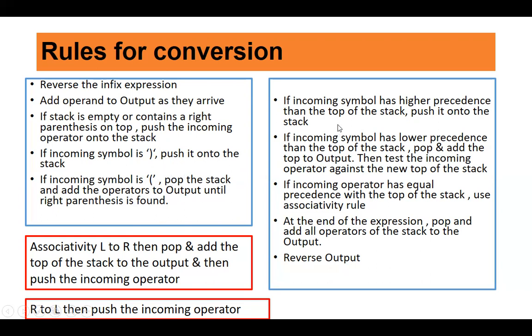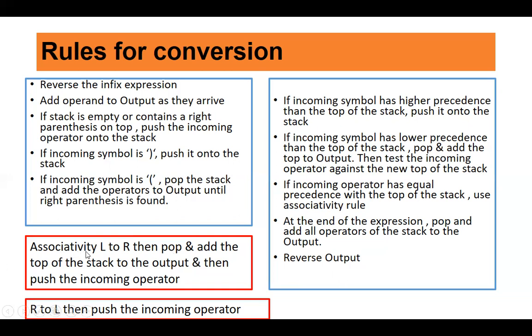Next, if the incoming symbol has higher precedence than the top of the stack, push it onto the stack. It is the same as what we had in the previous session. If the incoming symbol has lower precedence than the top of the stack, we pop it and add it to the output, and then test the incoming operator against the new top of the stack. If the incoming operator has equal precedence with the top of the stack, then we use the associativity rule. At the end of the expression, pop and add all the operators of the stack to the output. And at the end, once the input is over, reverse the output. So this reversed output will give you the prefix expression.